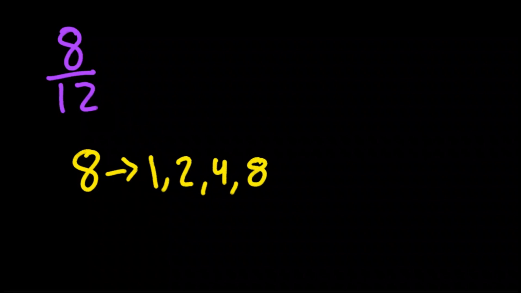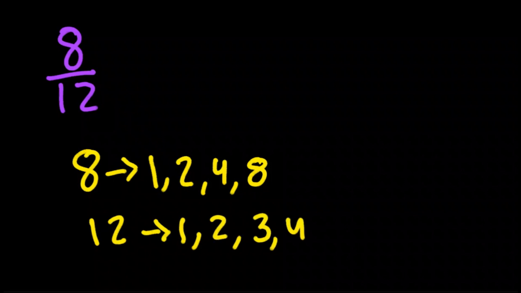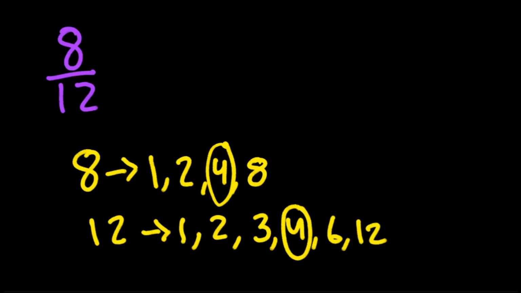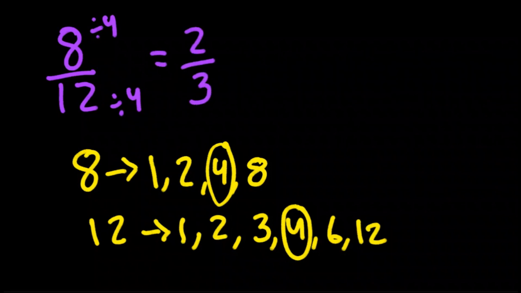So we have an example here, 8 and 12. So what we can do is find the factors of 8 first. The factors of 8 are 1, 2, 4, and 8. And now we need to find the factors of 12. The factors are 1, 2, 3, 4, 6, and 12. Our greatest common factor here is 4. So now we divide the top and the bottom by 4. This gives us the simplified answer of 2 over 3.